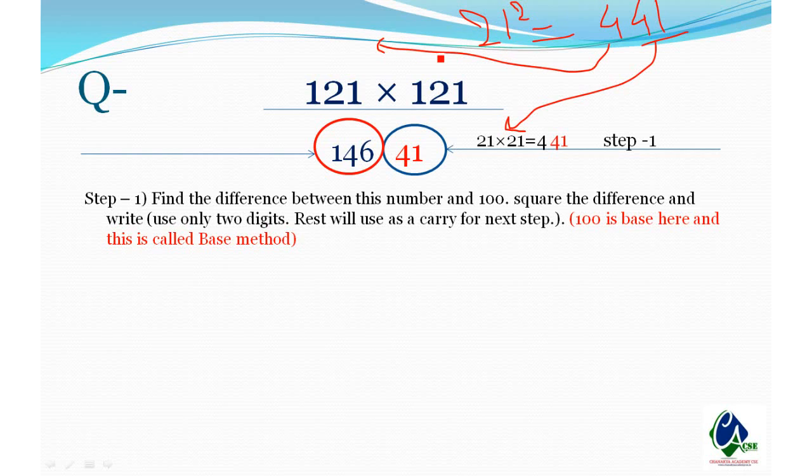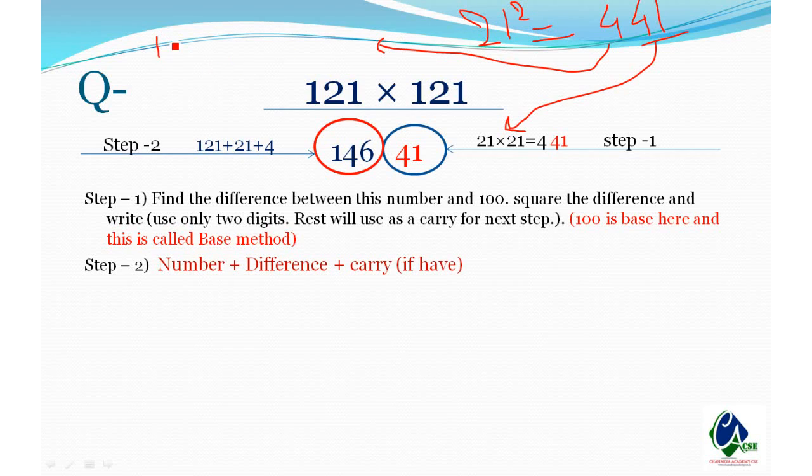And our next step is add. Friends, remember, add this difference to this number. See here, add this number to this number and you get 142. You have a carry 4, add this and you get 146. This is the square of 121.